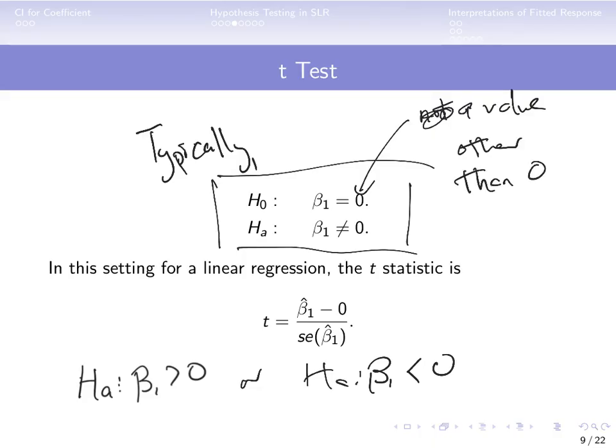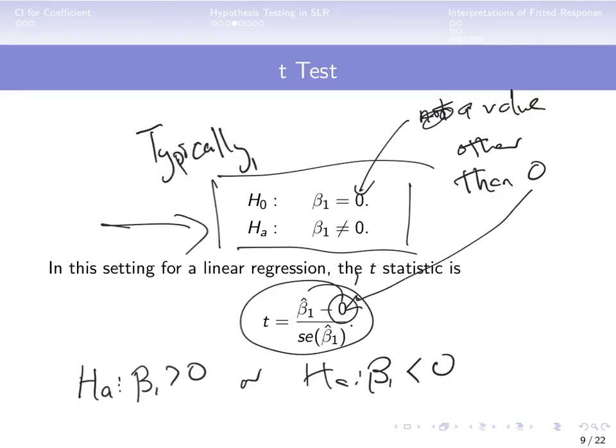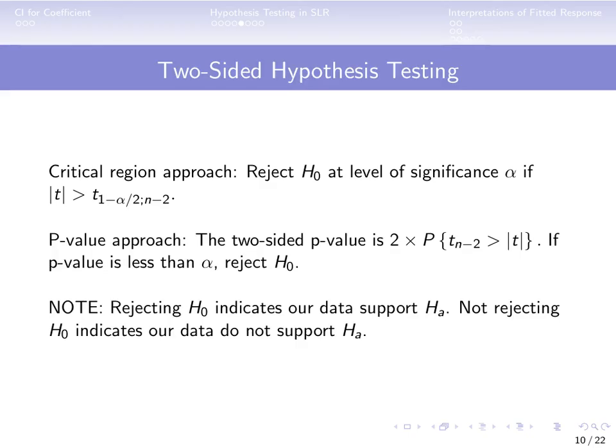You could actually test it, but as I say, typically this is the hypothesis of interest, right? And that's the test statistic. So if your null hypothesis was a value other than 0, then you have to replace this value over here. Critical value approach, right? If the magnitude of your test statistic is larger than the critical value, and the p-value approach, right? So if a two-sided test, if your p-value is less than alpha, we reject the null hypothesis.